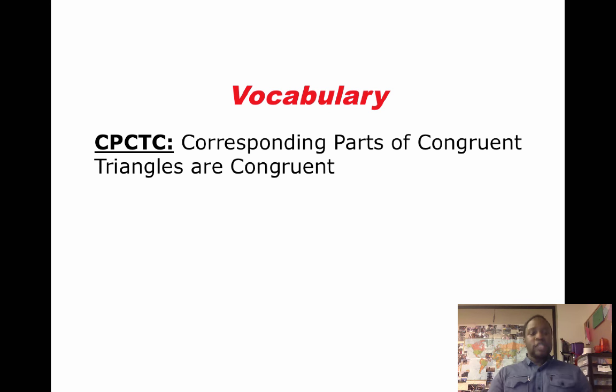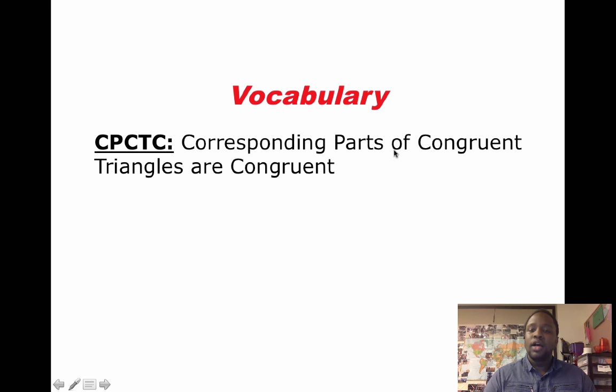CPCTC. I know it's a mouthful. CPCTC. So my senior year, I had to go to physical therapy, and so I think of physical therapy amongst CPCTC because my senior year of high school, I tore my ACL, and it was not a good thing. I was on crutches the whole time. Crutch. So that's how I kind of remember CPCTC, which means corresponding parts of congruent triangles are congruent.